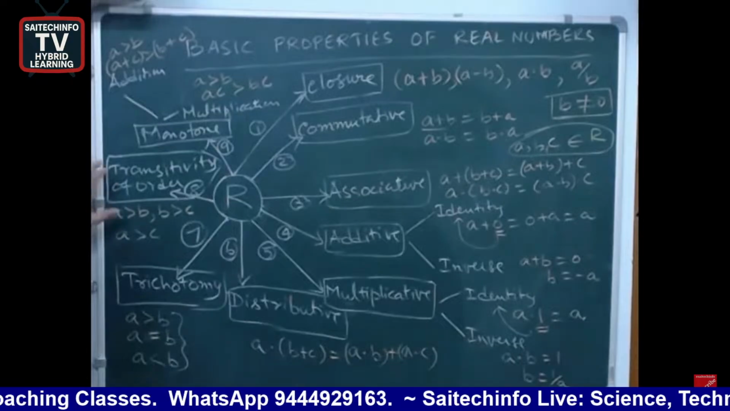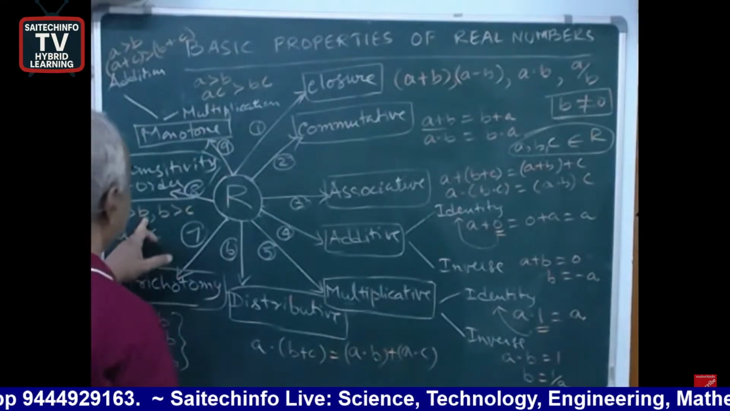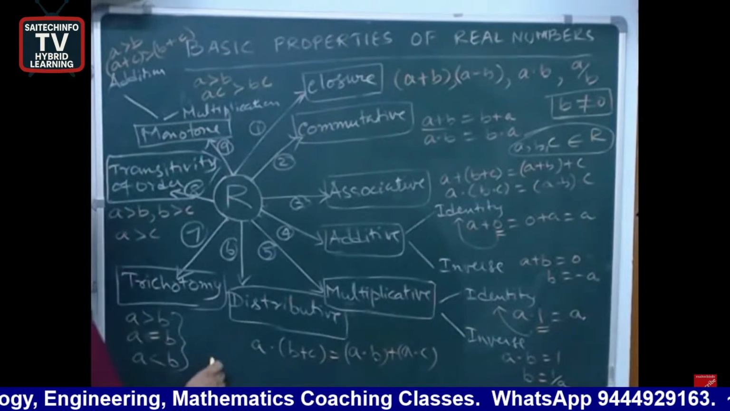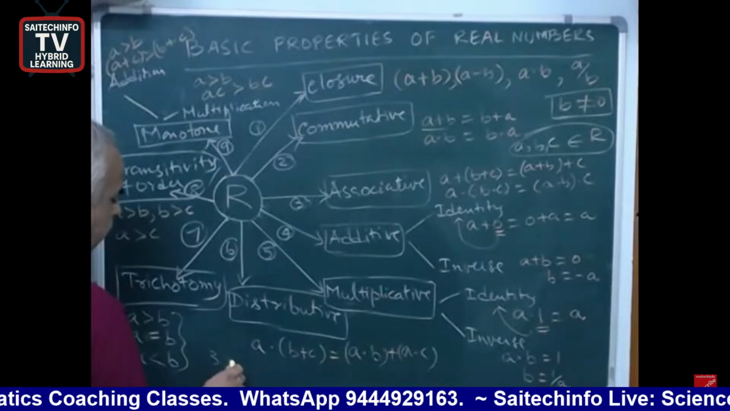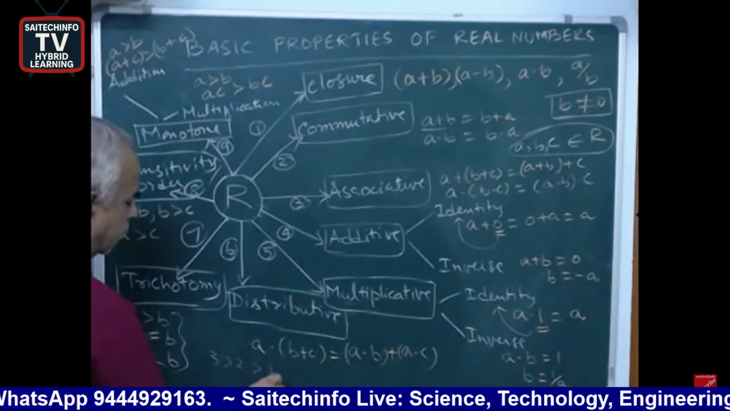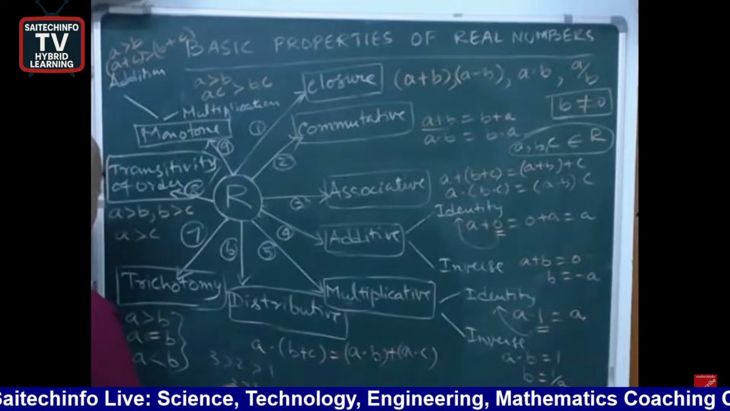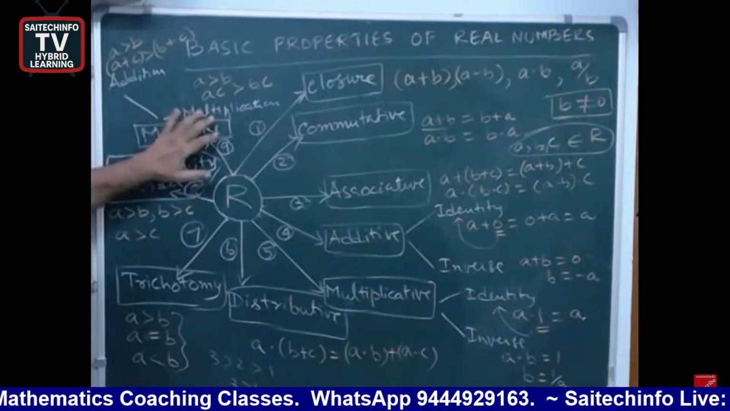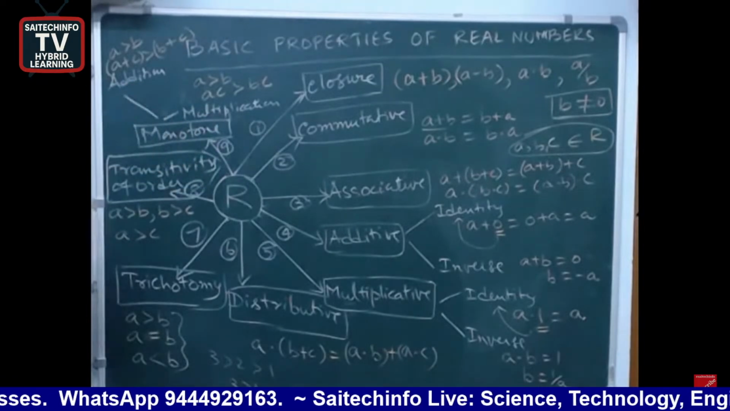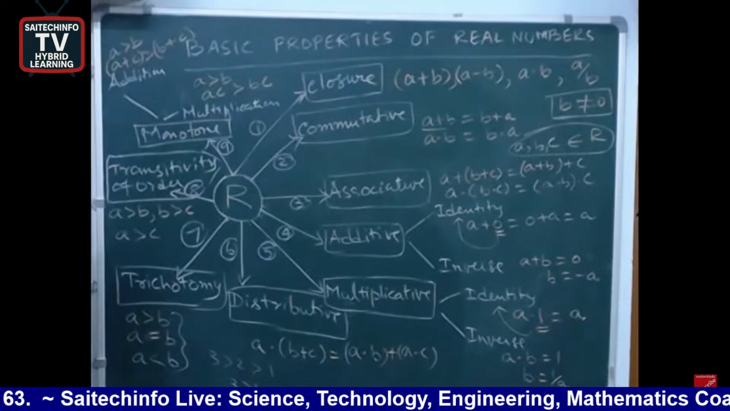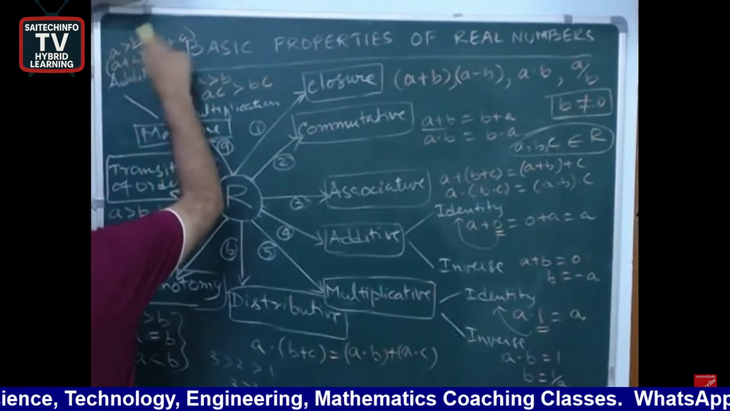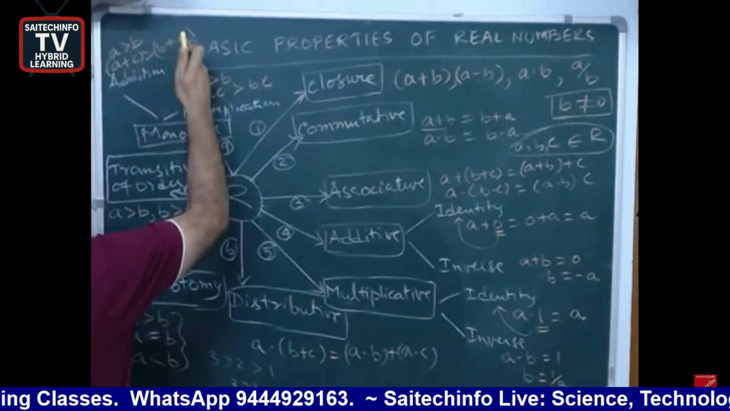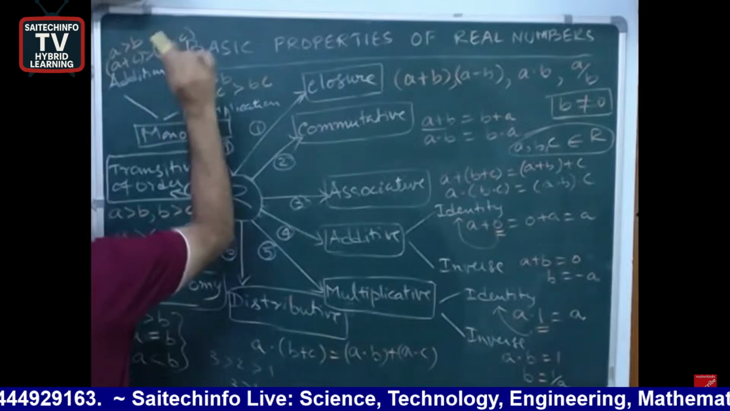And transitivity of order, for example, A is greater than B, B is greater than C. In that case, A is greater than C. For example, let me say 3 is greater than 2, 2 is greater than 1. Definitely 3 is greater than 1. And it's called transitivity of order. And what about monotone? Monotone addition. Monotone addition means, for example, A is greater than B. So in that case, let me add C on both sides. So the result is also greater, that is LHS is greater than RHS. That is A plus C is greater than B plus C.